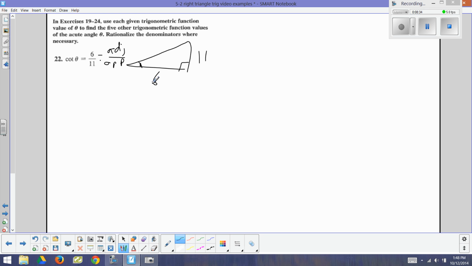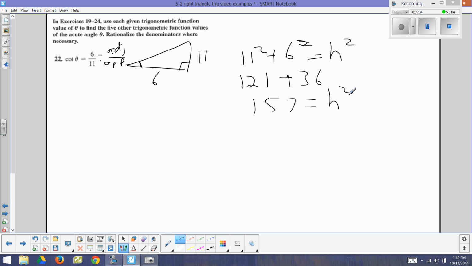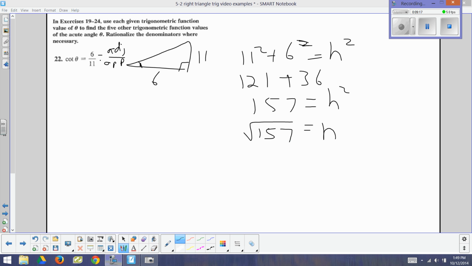To find my missing side, a squared plus b squared is equal to c squared. So when I do that, 11 squared plus 6 squared is equal to my hypotenuse squared. 11 squared is 121, and 6 squared is 36. This is 157 is equal to h squared. So my hypotenuse is equal to the square root of 157. So now let's try to find the trig function.